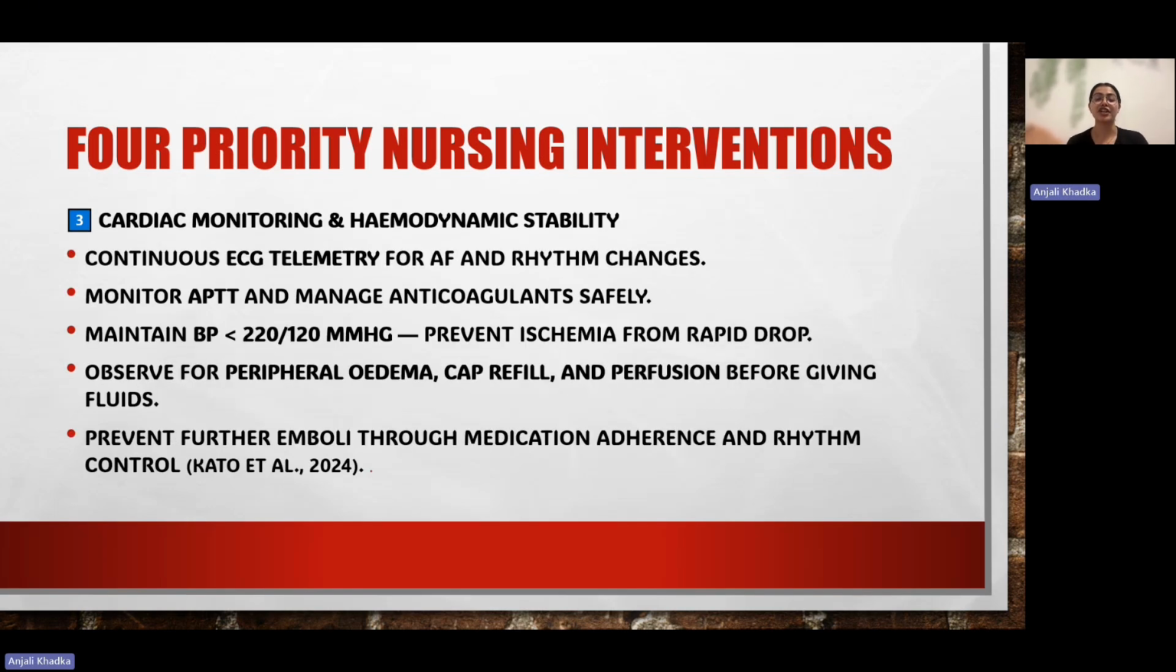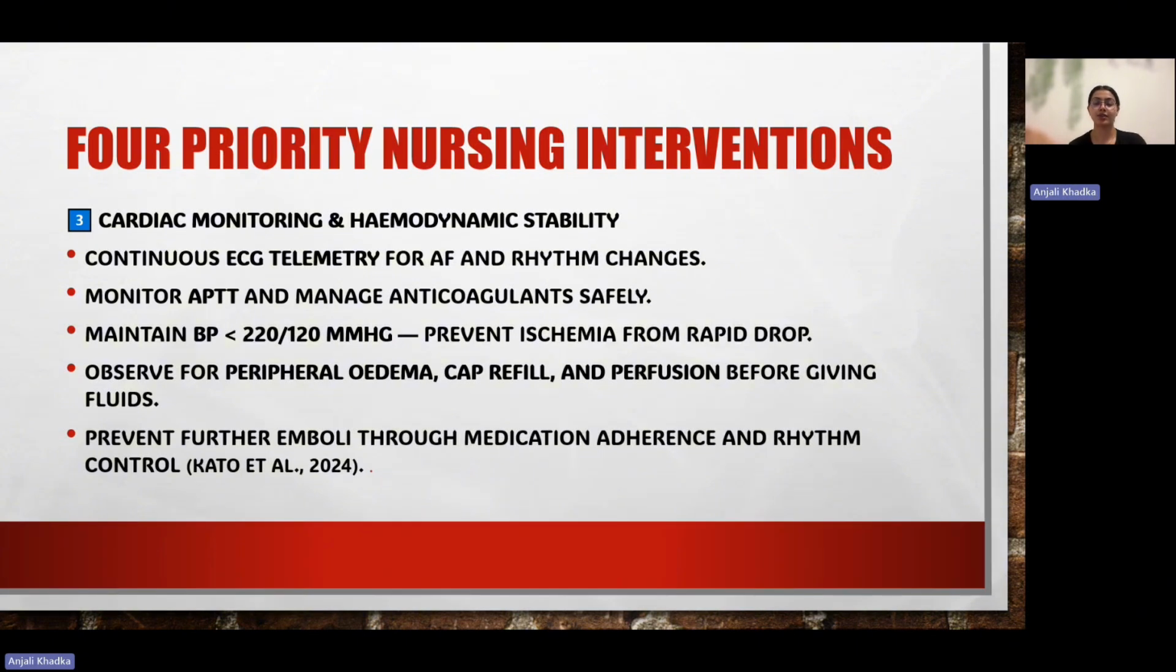The nursing intervention I would like to do for Mrs. Manalo is cardiac monitoring. The slide shows an ECG reading of atrial fibrillation and a blood pressure monitor, both vital in stroke management. Mrs. Manalo is tachycardic at 132 beats per minute with a high blood pressure of 170 over 95 mmHg, which signals increased cardiac workload and risk of embolism. Continuous ECG telemetry and APTT monitoring guide safe anticoagulant therapy and detect rhythm abnormalities early.